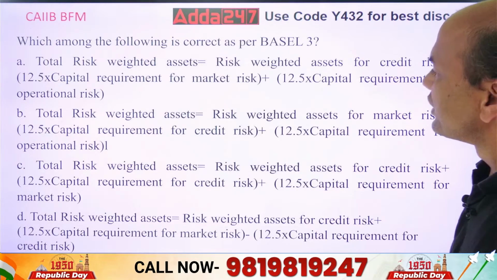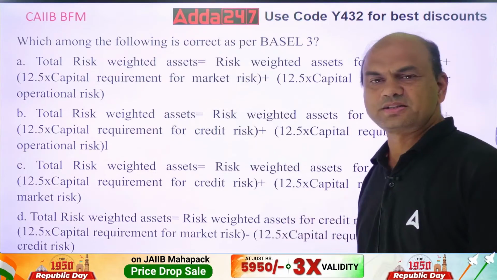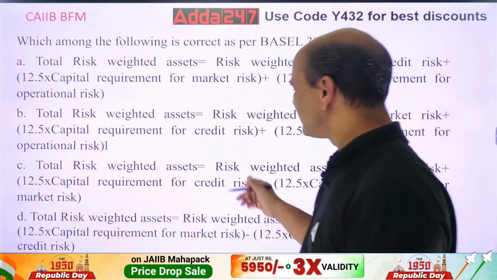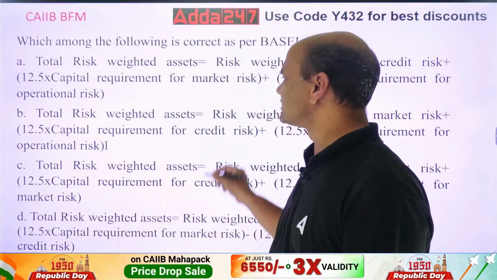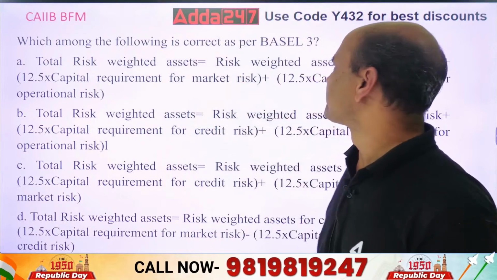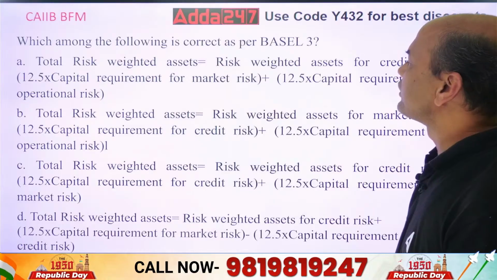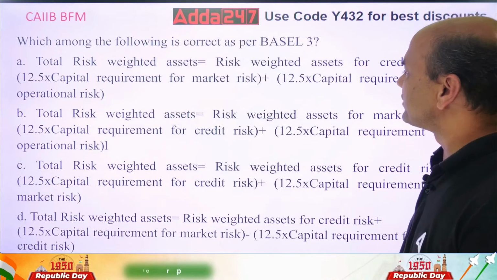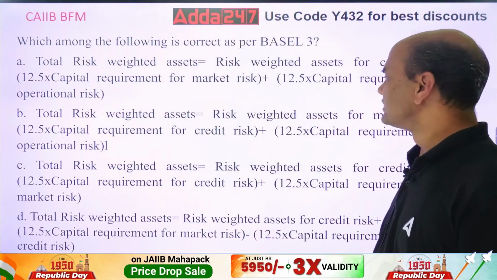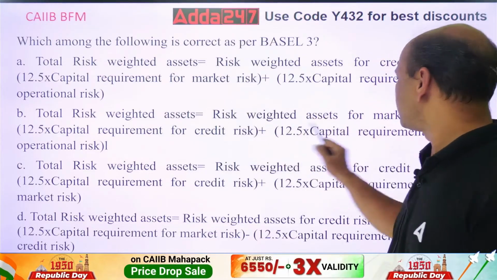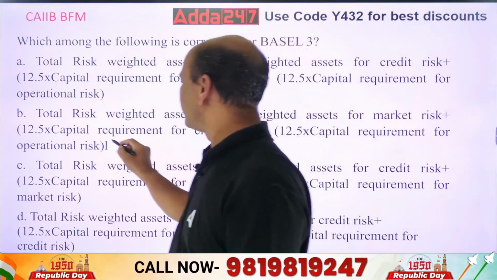So, which one is true? C and D are similar ones, isn't it? Only here they have interchanged. Obviously, C and D are not the answers. The answer is between A and B. Risk weighted asset for credit risk plus 12.5 into capital requirement for market risk plus 12.5 into operations risk. Similarly over here: market, credit and ops. The answer is between these two only, A and B.